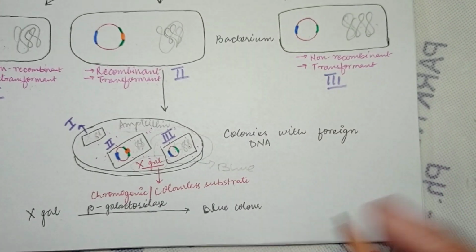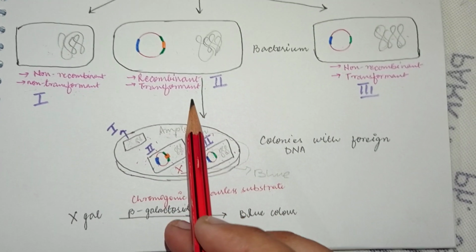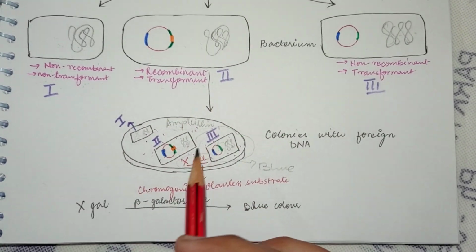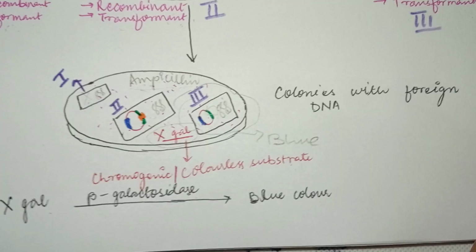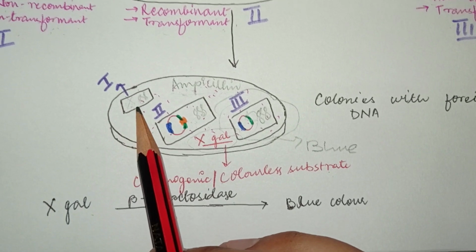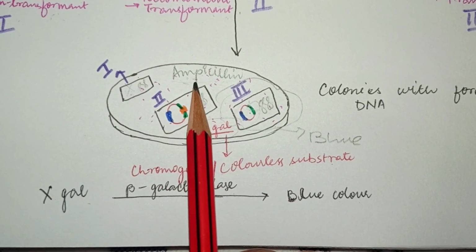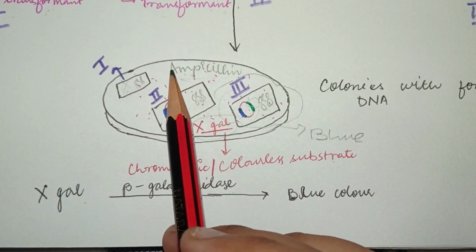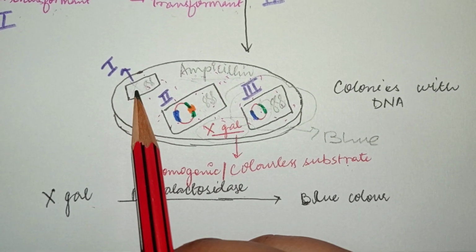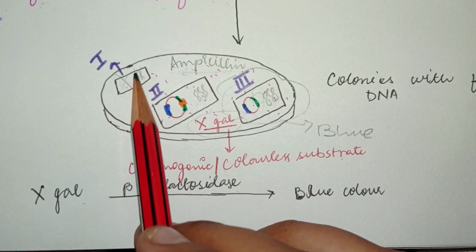So now we have to distinguish between these three bacteria to get our desired bacteria. So let's put all these bacteria into a culture plate. In this plate, you can see our three bacteria, 1, 2, 3. To distinguish between these three bacteria, we will put ampicillin antibiotic into it. The first bacteria does not have the plasmid, so it cannot show resistance against ampicillin, so it will die.